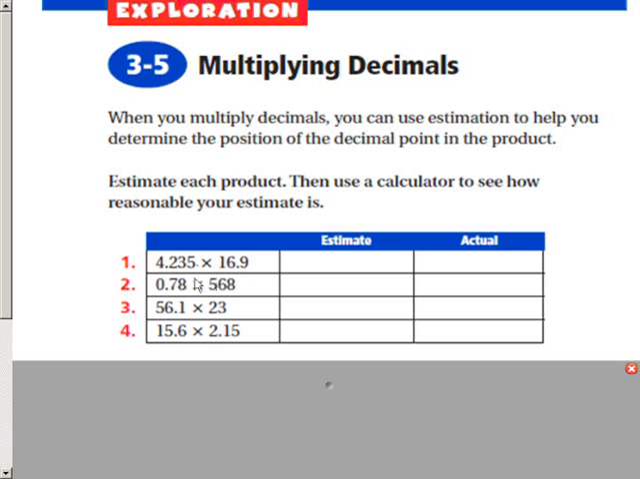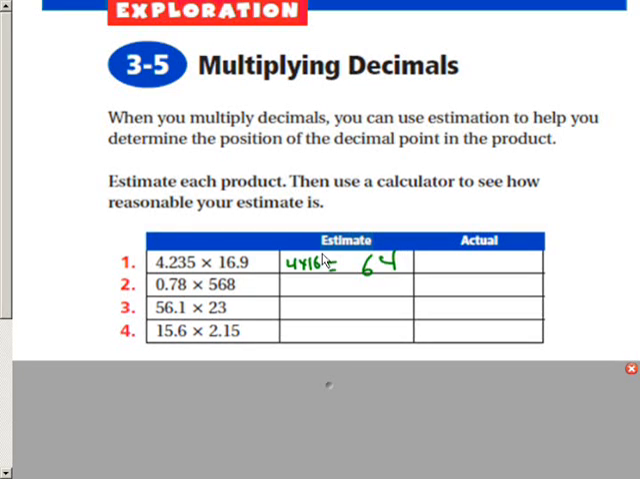All right, let's look at this first one. I have 4 and 235 thousandths times 16 and 9/10. I'm just going to estimate this using front-end estimation. So let's just do 4 times 16. And that is going to be about 64. So that is going to be my estimate. So I know that my real answer needs to be pretty close to that.